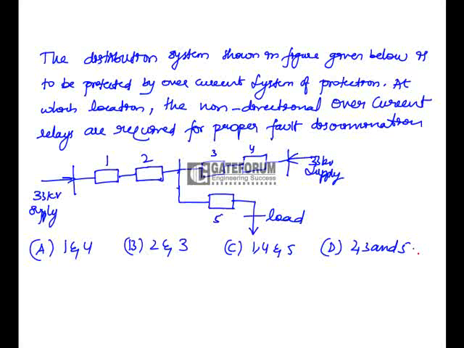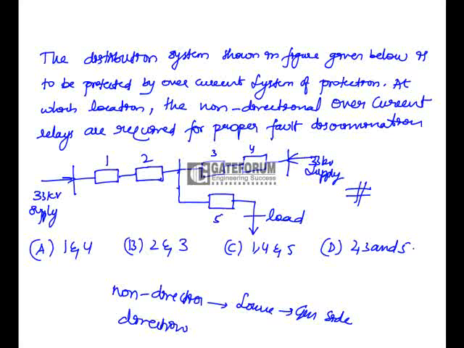The system shown in the figure given below is to be protected by an overcurrent system of protection. At which location are the non-directional overcurrent relays required for proper fault discrimination? There are two types of relays, directional and non-directional overcurrent relays. Non-directional overcurrent relays are placed at the source end, or you can say at the generating side, whereas directional overcurrent relays are placed at the load side.